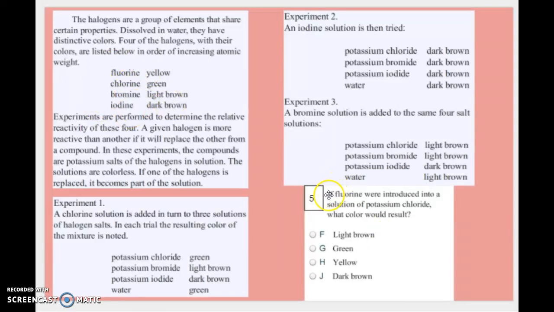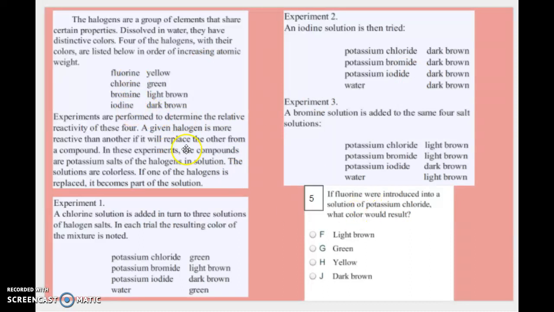And so the question is, if fluorine were introduced into a solution of potassium chloride, what color would the water be? Well, if it's more reactive, it's going to knock out the chloride or the chlorine, and we're going to get green, that color green. And that is the right answer. It is green. However, if you didn't really understand reading all that, there's another way to do this.